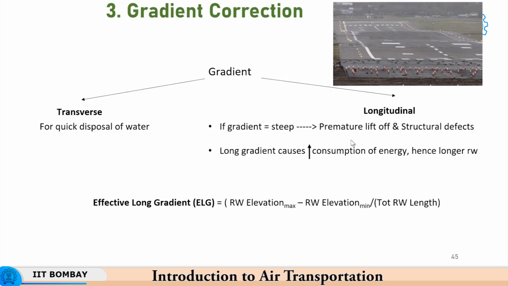So, one of the common strategies is runway elevation max minus min, that means the runway height above the mean sea level, multiplied by the TORA, runway length. So, in short, the correction for gradient is 20% for every 1% increase in the effective longitudinal gradient.